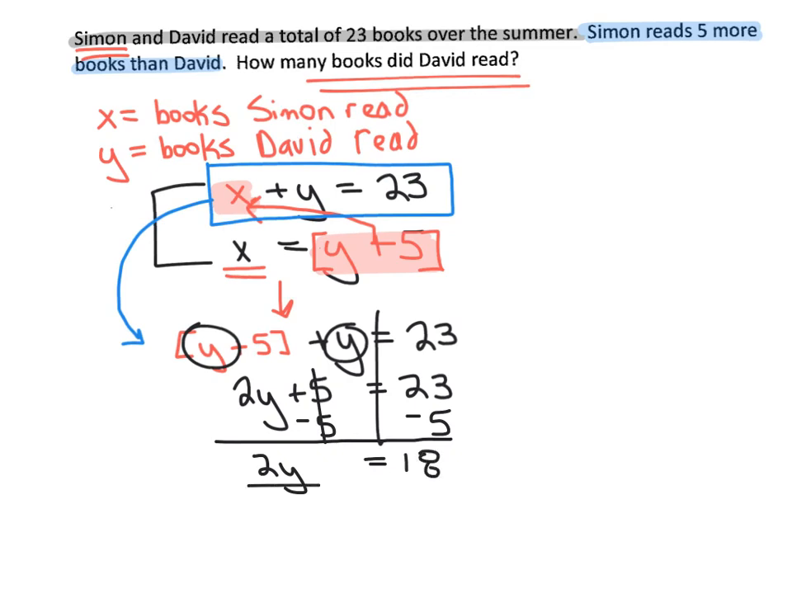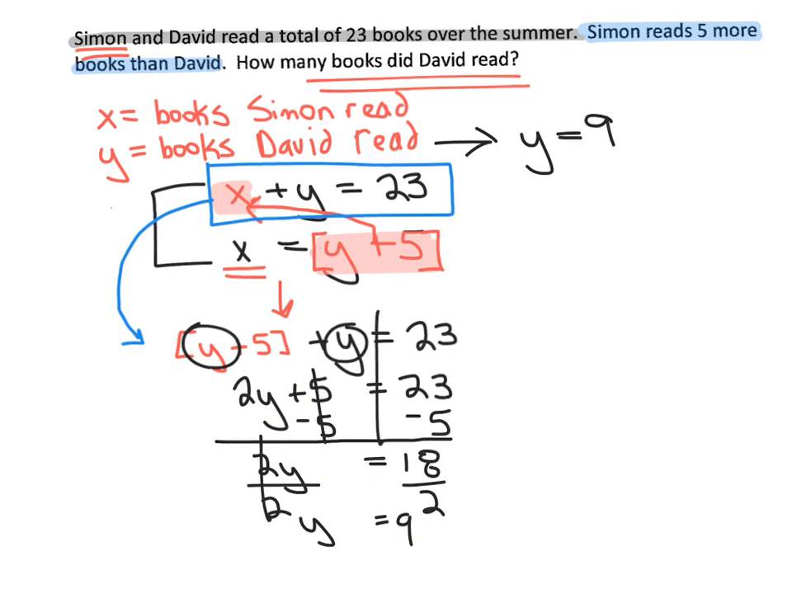Our last step is to divide each side by 2. 2 divided by 2 is 1, and we would get y equals 9. So y equals 9, the books that David read.